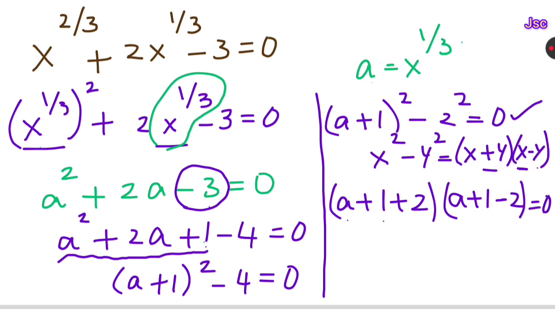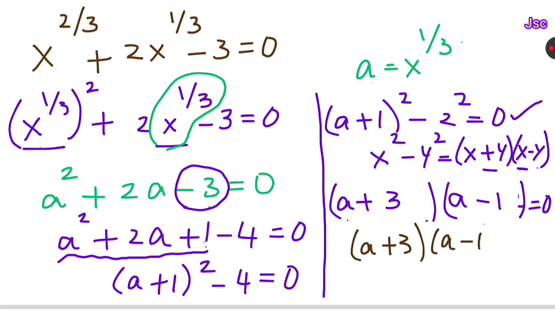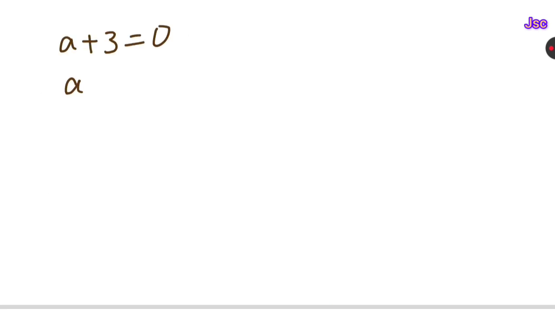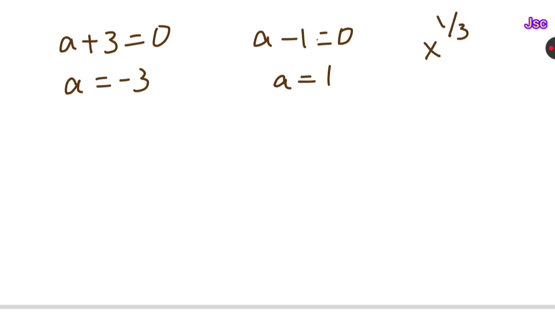So a plus 1 plus 2 gives 3. So let's write a plus 3, and 1 minus 2 gives minus 1, so let's write a minus 1 here. So what we got, (a plus 3) times (a minus 1) is equal to 0. Factors are a plus 3 equal to 0, a minus 1 equal to 0. From here we can say that a equals minus 3, a equals plus 1, and we consider a as x raised to the power of 1 over 3.